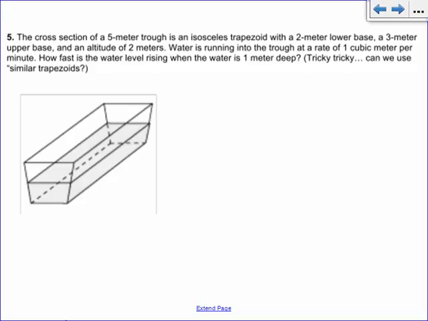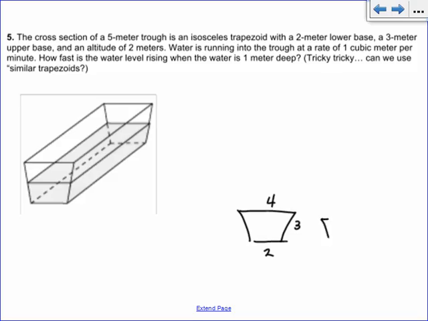Okay, and the reason it's harder is because you can't actually use similar trapezoids in this problem. A similar trapezoid is a four-sided figure, a quadrilateral, where all four of the sides are in the same proportion. So here's an example of a similar trapezoid. If I have 4, 2, and 3 here, but then I had 2, 1, and 1.5.